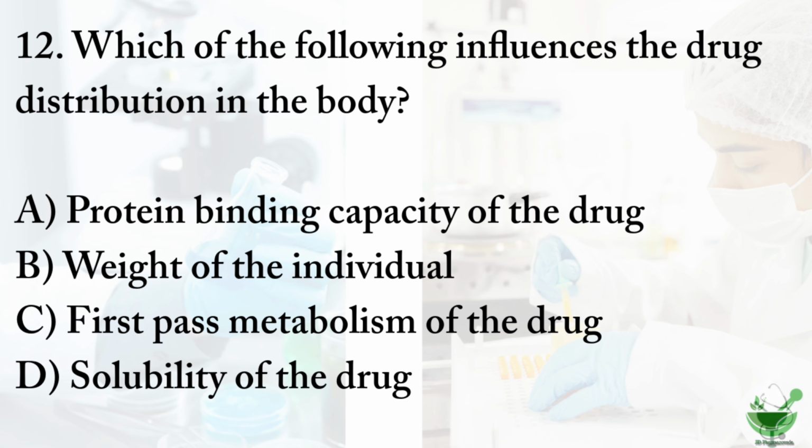Question number 12. Which of the following influences the drug distribution in the body? Option A, protein binding capacity of the drug. Option B, weight of the individual. Option C, first pass metabolism of the drug. Option D, solubility of the drug. The correct option is option A, protein binding capacity of the drug. The protein binding influences the bioavailability and distribution of active compounds.